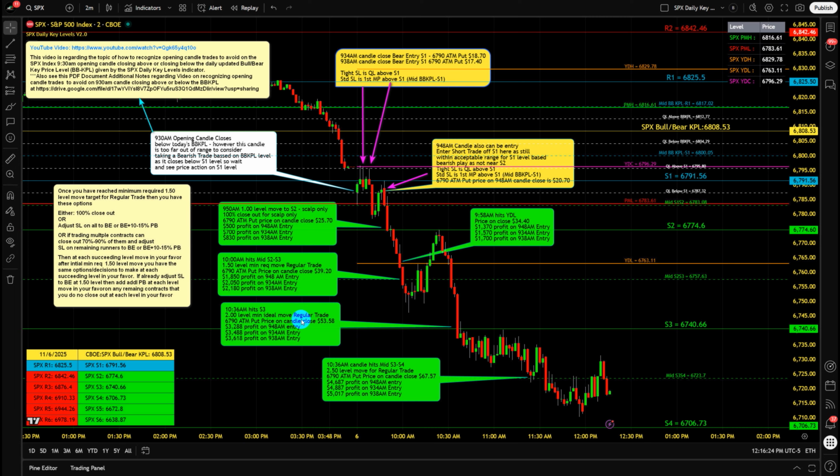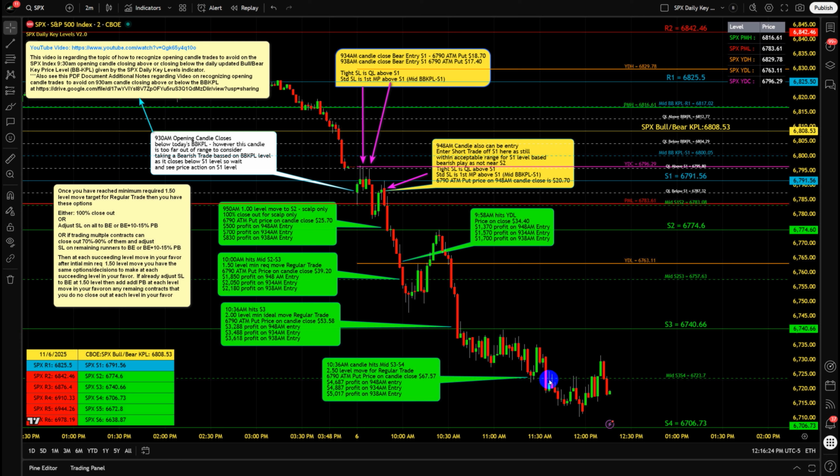On this 2-level move, the 67.90 at the money put price on the candle close is $53.58. So on the 9:48 a.m. candle entry, this is a $3,288 profit. On the 9:34 a.m. candle entry, it's a $3,488 profit. And on the 9:38 a.m. candle entry, a $3,618 profit.